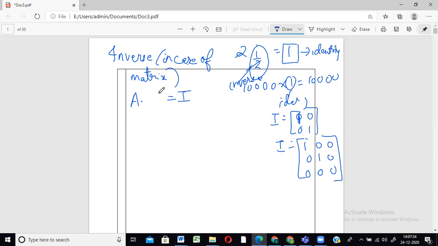So what should be the inverse? The inverse can be anything, right? So in general, we can denote it using A inverse. A inverse is denoted like this, A raised to minus 1. So this is nothing but the inverse of A. On multiplying it with A, we will get the answer as identity. Always remember, the inverse of every matrix is unique. Inverse is always unique.